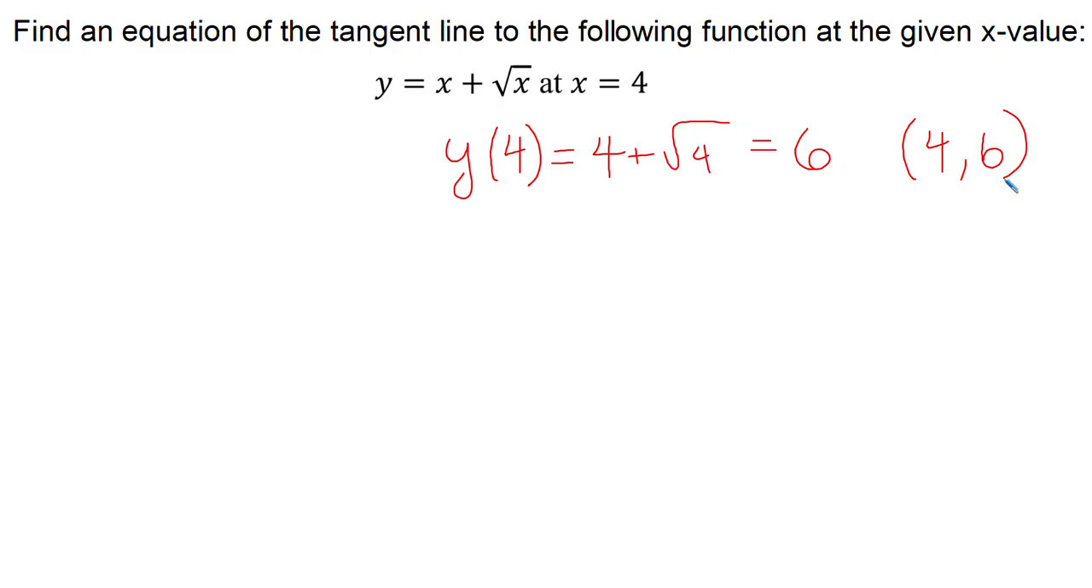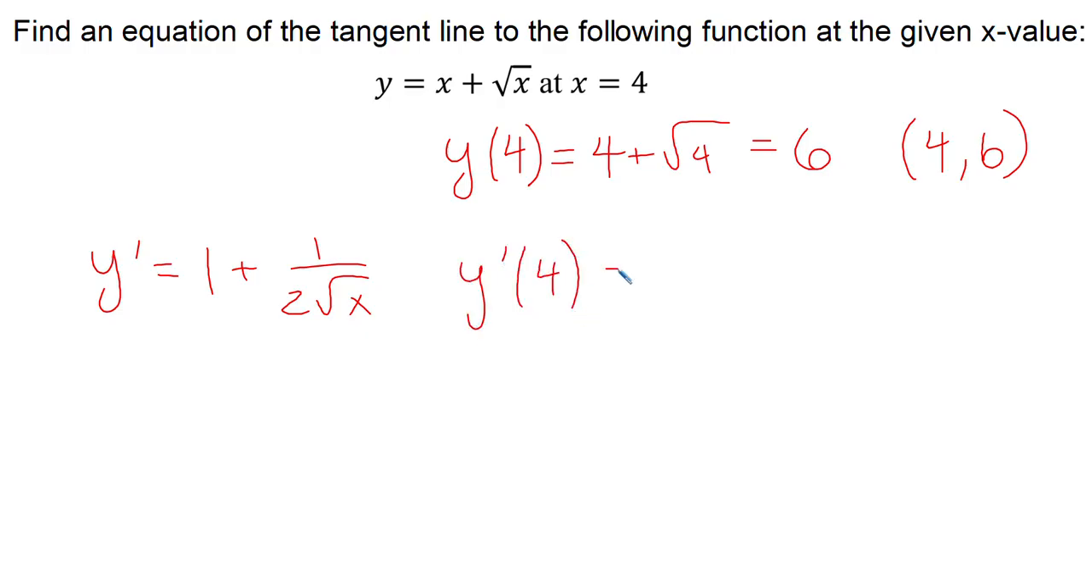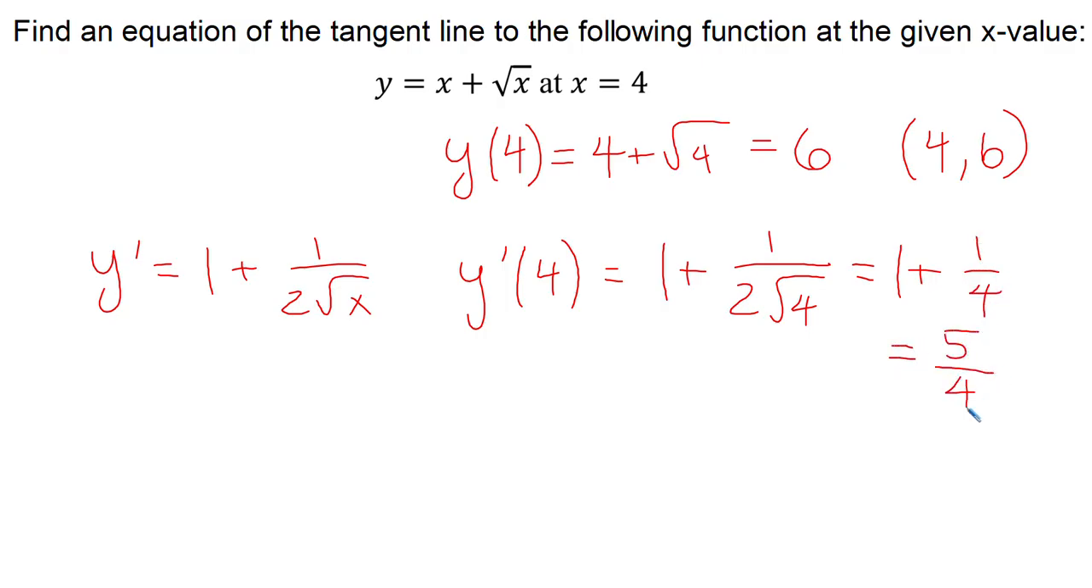And then we'll take our derivative. So y prime is going to be 1 plus 1 over 2 root x. If we evaluate y prime at 4, that gives us 1 plus 1 over 2 root 4. Well, that's 1 plus 1/4, which is 5/4. So using point-slope form, we get y minus 6 equals 5/4 times x minus 4.